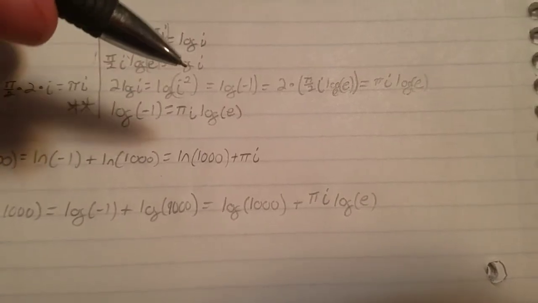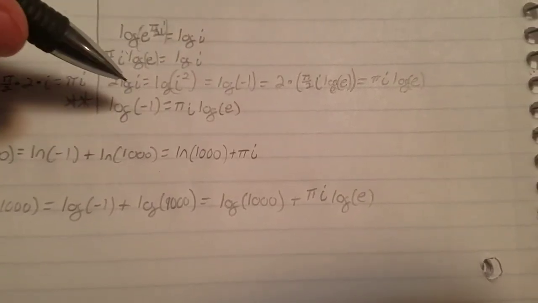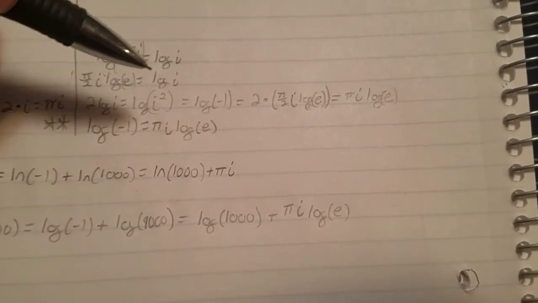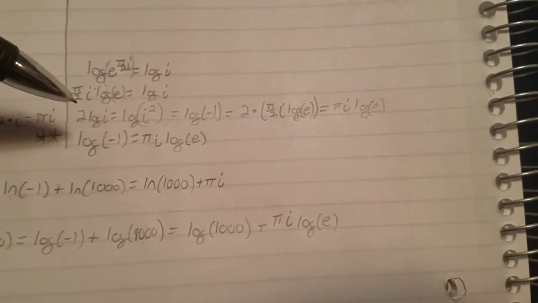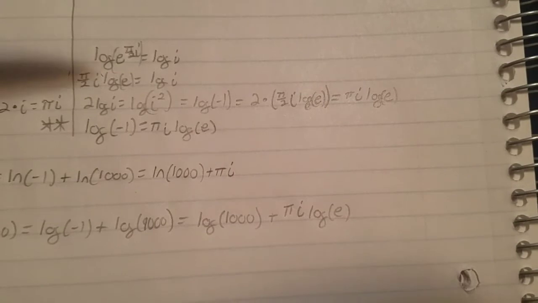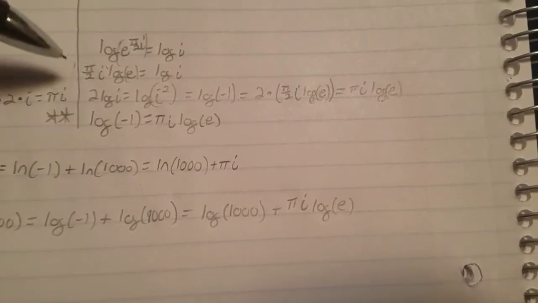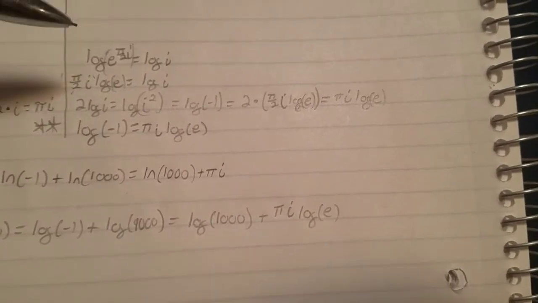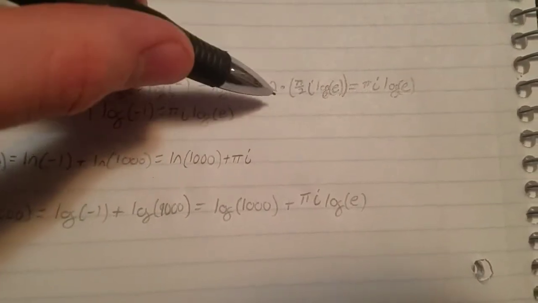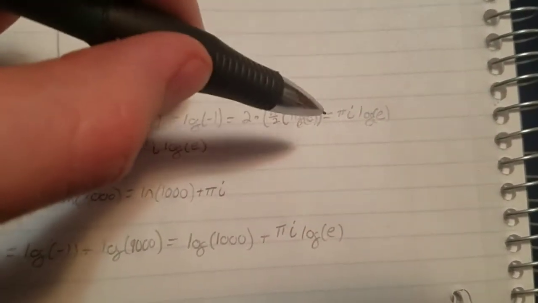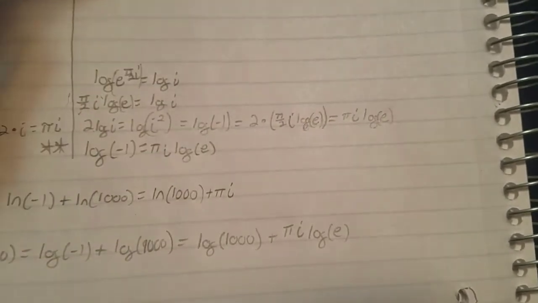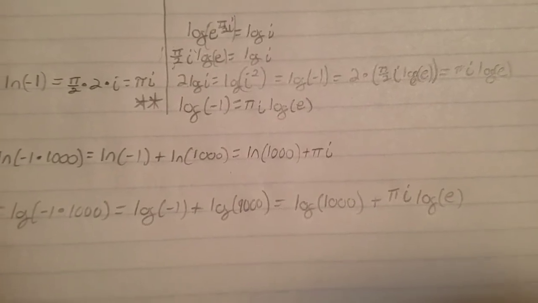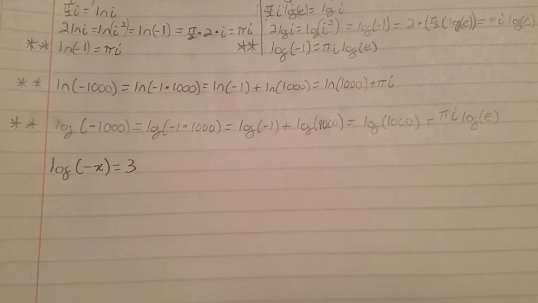2 log i is equal to log of i squared, because you take the 2 and you put it in front, property of logarithms, and that is also equal to log of negative 1, because i squared is negative 1. And we already know what log i is, so we just multiply it times 2. When you multiply it times 2, the 2 on the bottom and the 2 on the top would cancel, and you're left with pi times i times the log of e. Therefore, the log of negative 1 equals pi times i times the log of e. And here I just have some basic examples.